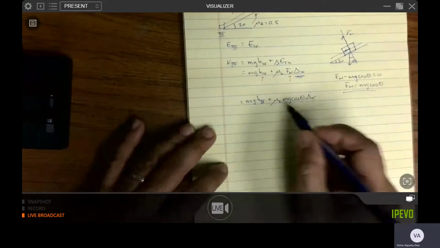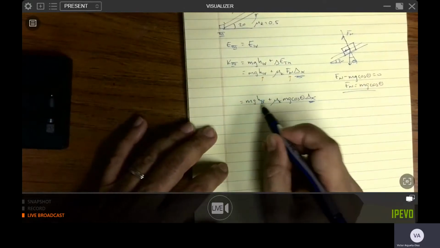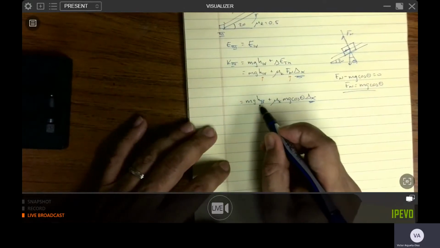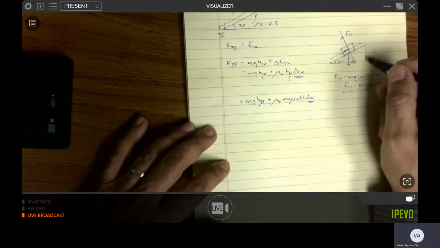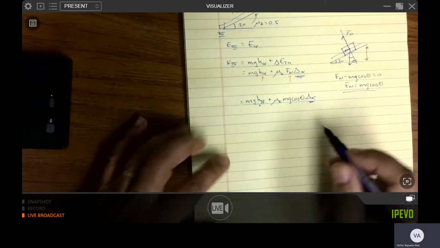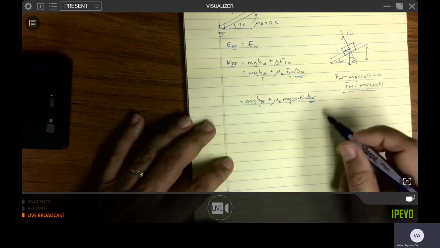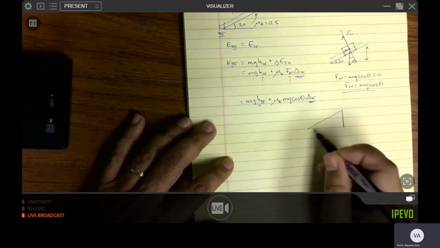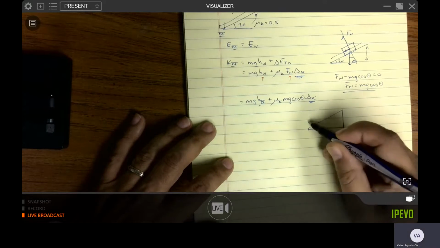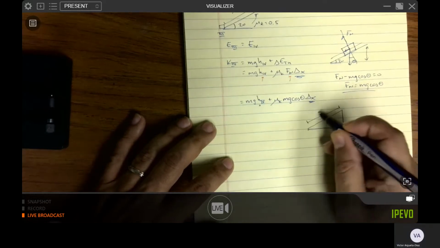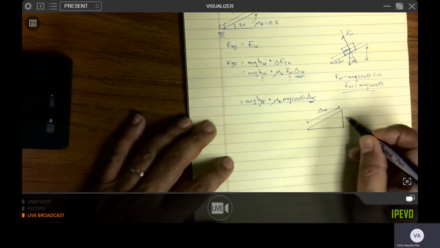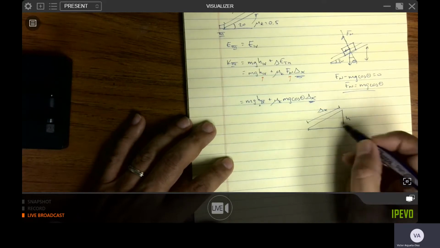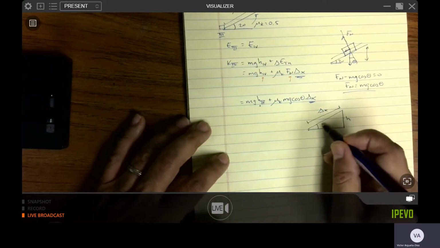Okay, so I have this expression. This is what I want to find out. Now I need to find a way of getting rid of this because we don't know the height. So for that one, I'm going to use a little bit of trigonometry. My ramp and delta x, whatever delta x is going to be, is related to this height because they're part of a right triangle. So this is going to be theta.